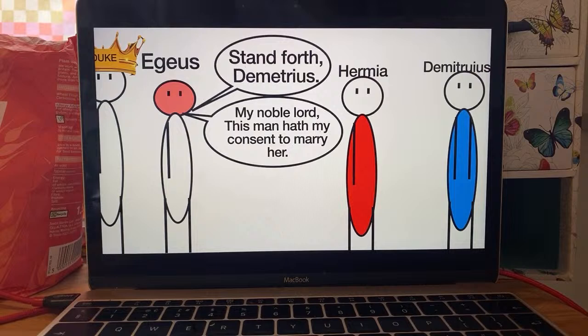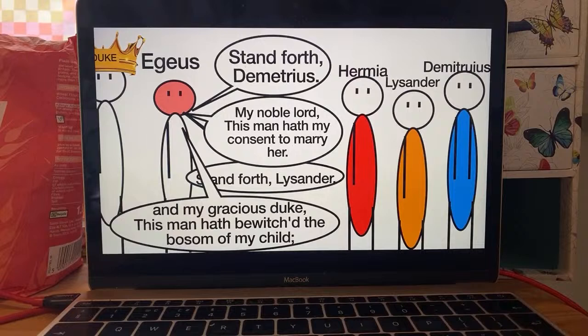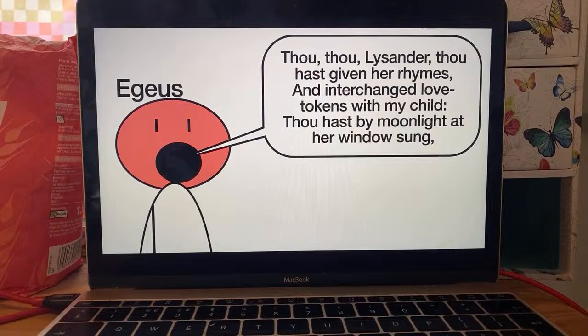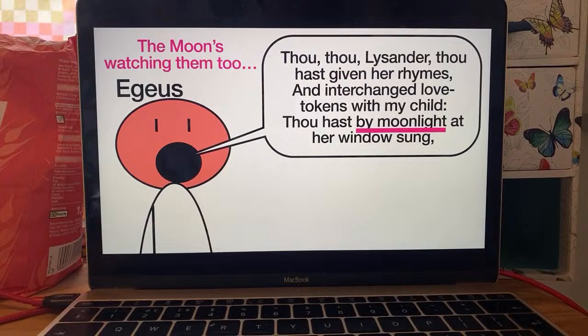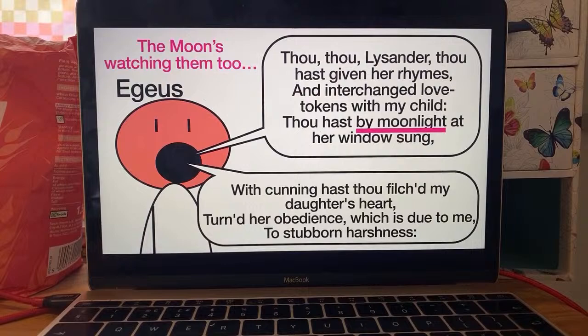"Stand forth, Lysander." Along comes Lysander. "And my gracious Duke, this man hath bewitched the bosom of my child." Brilliant. And he goes on, he's very angry. "Thou, Lysander, thou hast given her rhymes and interchanged love tokens with my child. Thou hast by moonlight at her window sung." There's the moon again. So the moon's watching them as well. The moon's watching everybody. "With cunning hast thou filched my daughter's heart." I love this bit. How romantic. Filched means like really stolen.